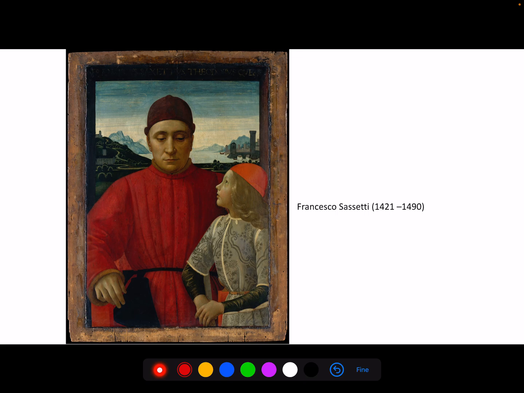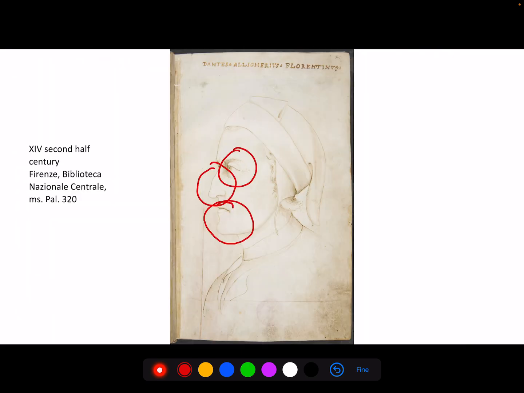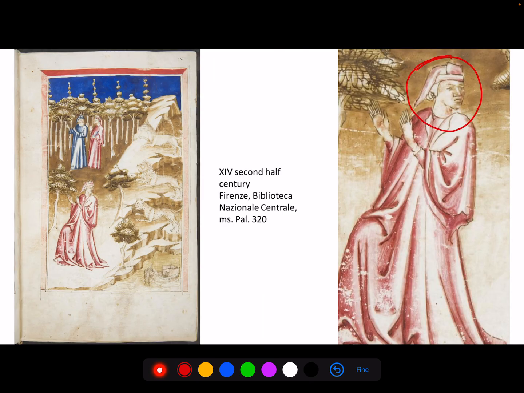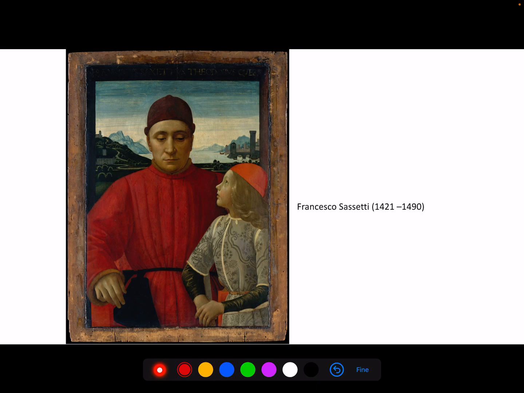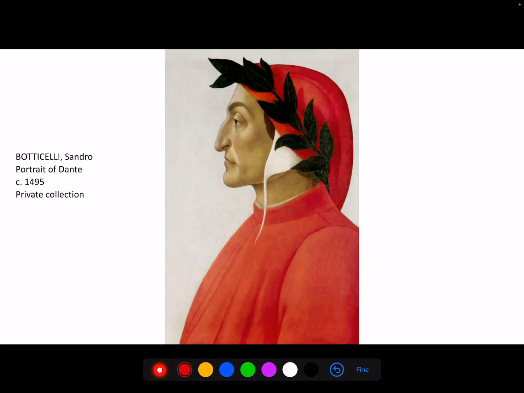So, it's interesting that this manuscript with this figure of Dante Alighieri was property of a friend of Botticelli. And we can compare the 14th century drawing of Dante Alighieri with Botticelli's portrait. We can say that finally the drawing and Botticelli created the iconography of Dante Alighieri, as we can see today everywhere.